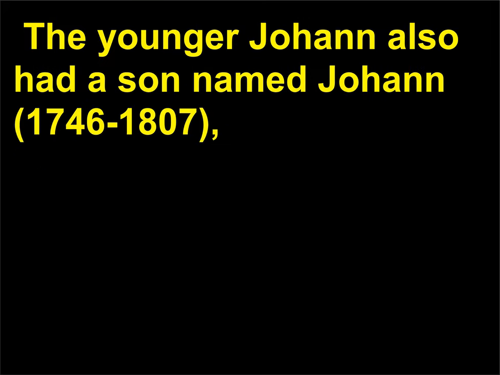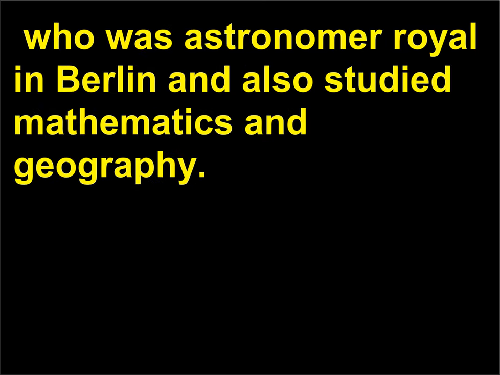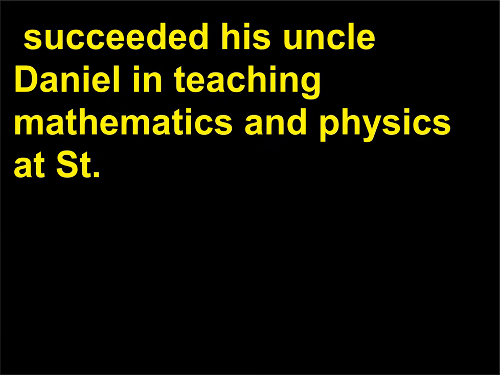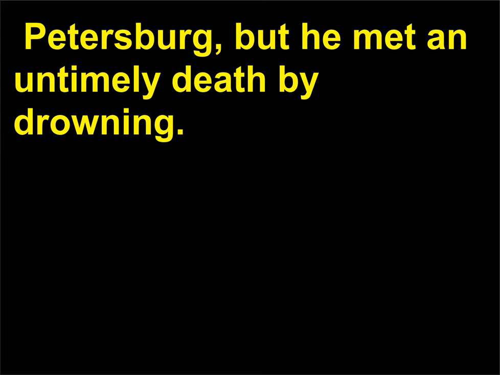The younger Johann also had a son named Johann, 1746 to 1807, who was Astronomer Royal in Berlin and also studied mathematics and geography. Finally, Jacob Bernoulli, 1759 to 1789, yet another son of the younger Johann, succeeded his uncle Daniel in teaching mathematics and physics at St. Petersburg, but he met an untimely death by drowning.